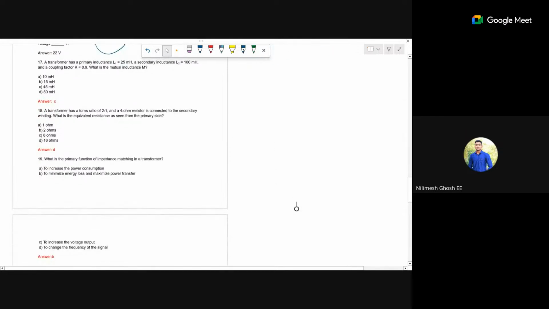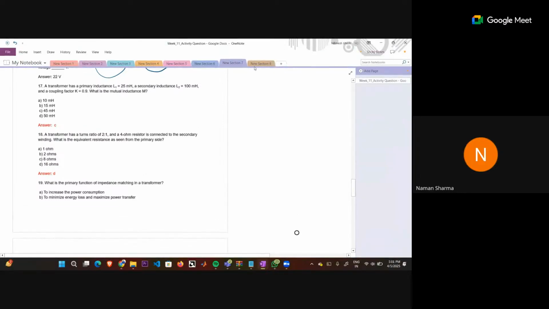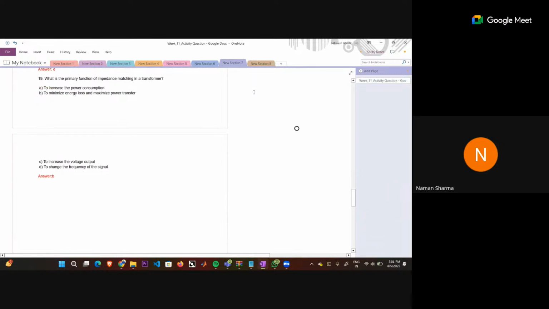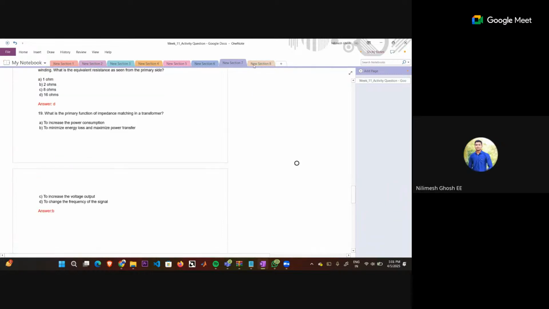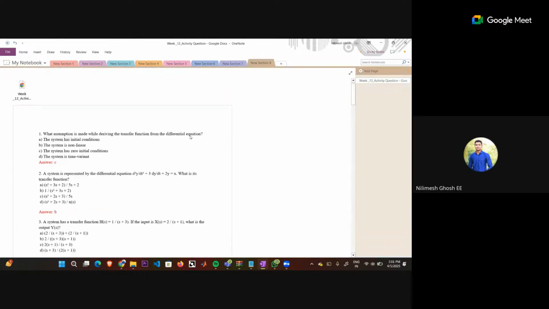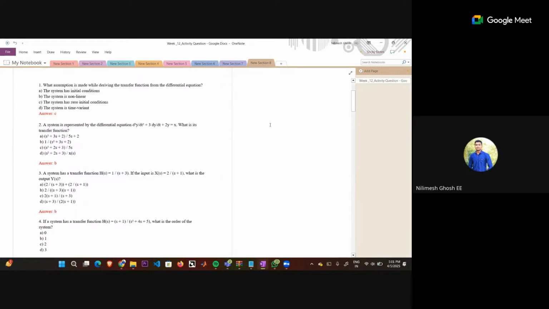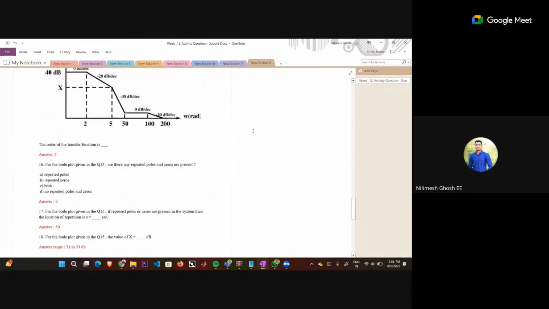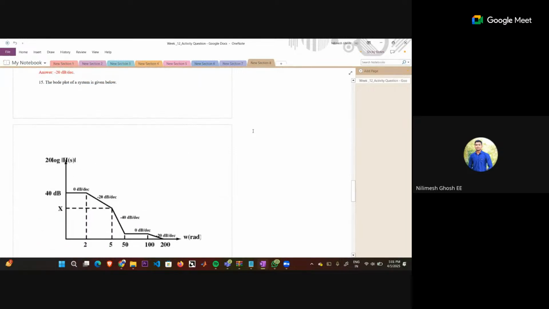Last one. Okay, so we are moving forward. Activity two, question 8: minimize energy loss and maximize power transfer. These kinds of theory questions I put for boosting the concepts. This is an interesting activity. I found some good questions here also. How many have tried this question? The 15th question, how many have you tried?